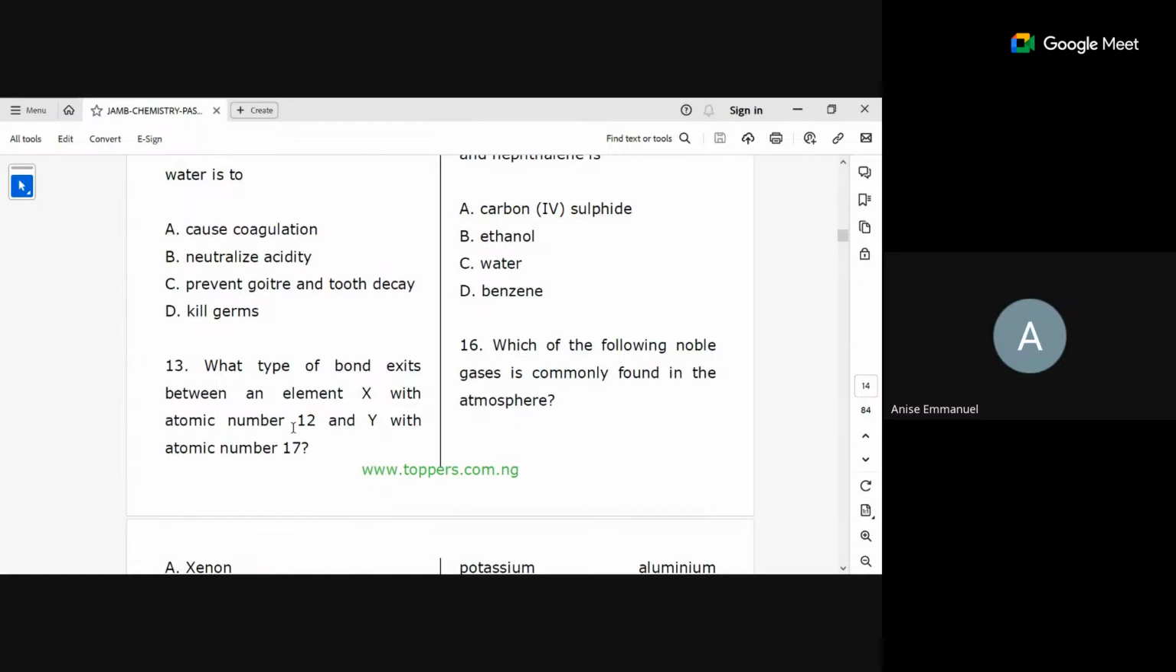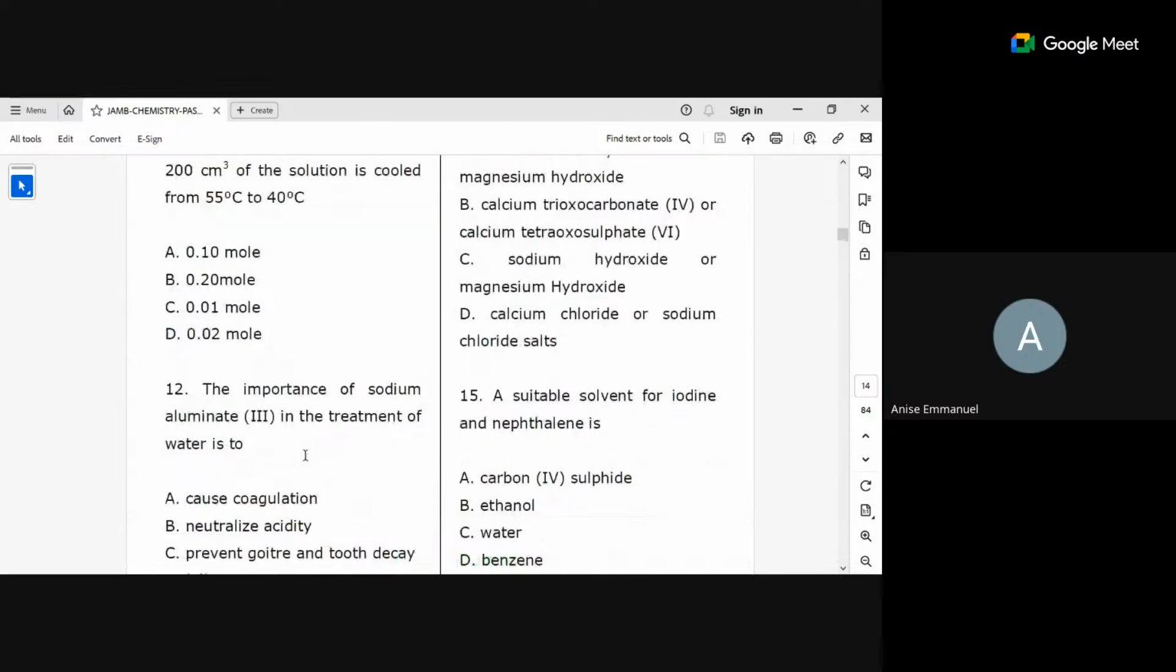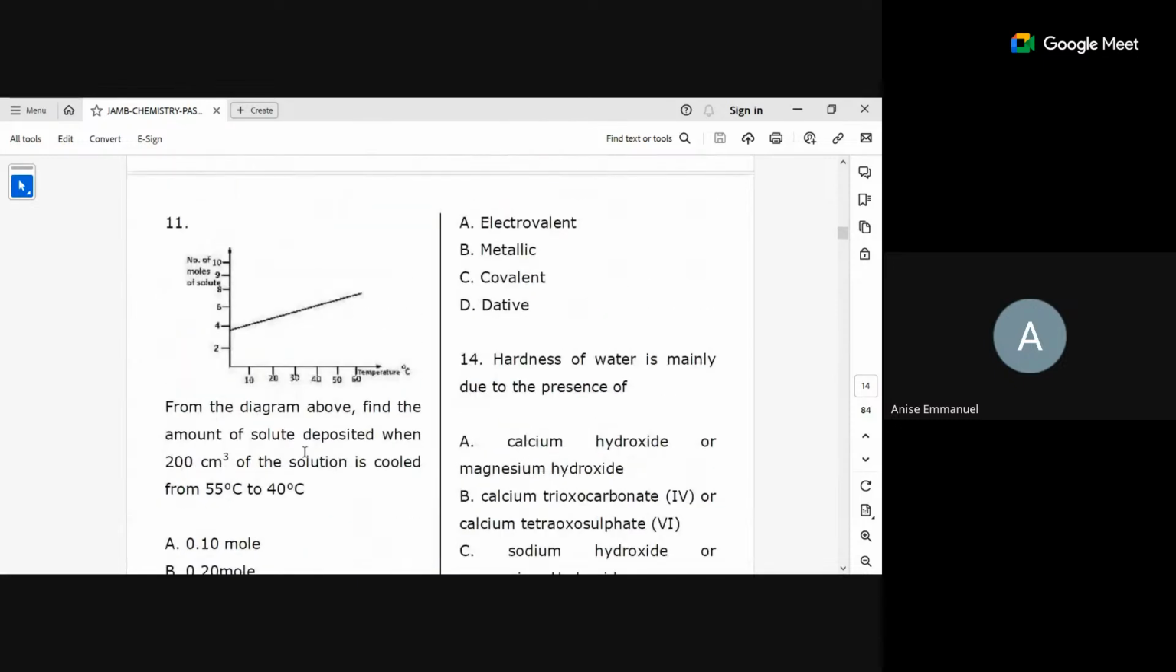One will be donating, one will be accepting. Transfer of electrons. So what will it be? Without checking the options, you know that the answer is going to be ionic, or electrovalent. There's no ionic option here, but there is electrovalent. So the answer is electrovalent. When you say ionic and electrovalent, they are the same thing. So number 14.